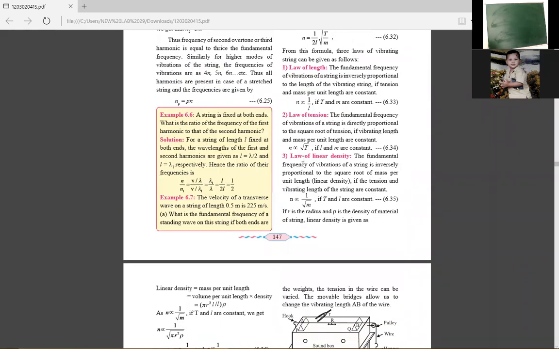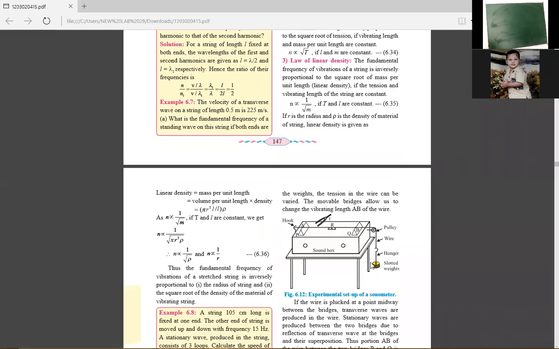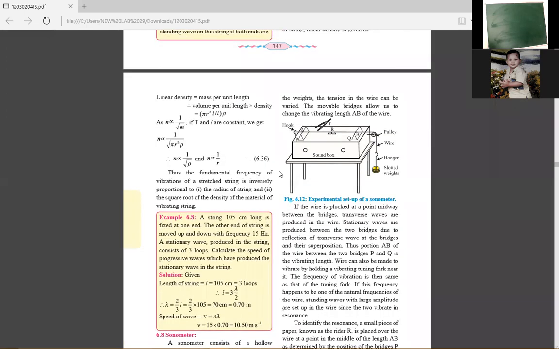Now for verifying the third law, that is the law of linear density. In that we have to keep tension and length constant. That means इसके अंदर जो weight है mass वो same रखना है. The length of this string would be same, but we have to keep changing this wire. ठीक है. हमें 3-4 वायर की जरूरत पड़ेगी इसके लिए जो अलग-अलग मटेरियल से बने. So that हर एक मटेरियल का जो mass per unit length है वो different है.